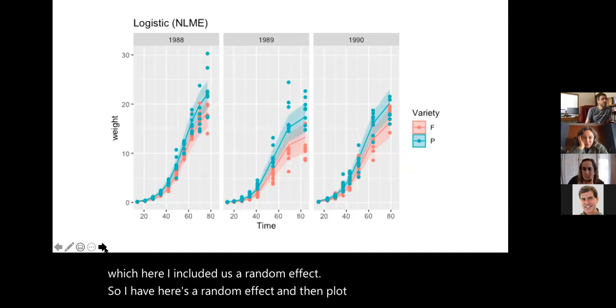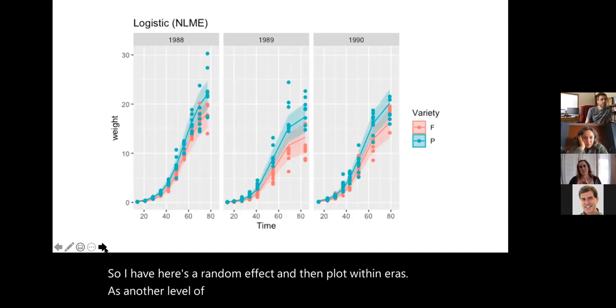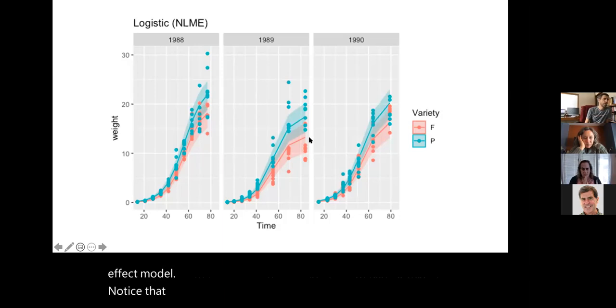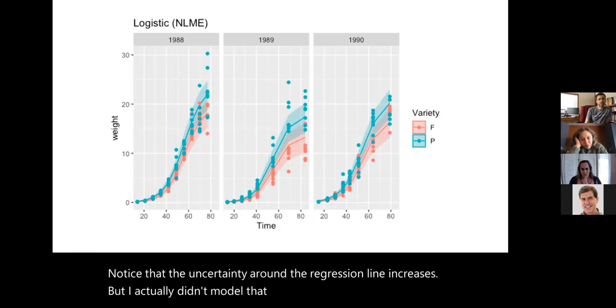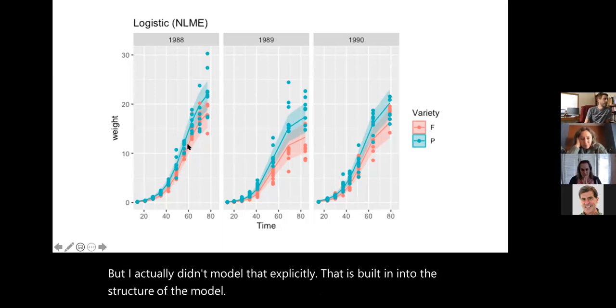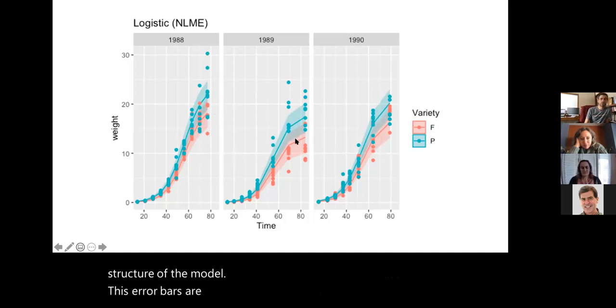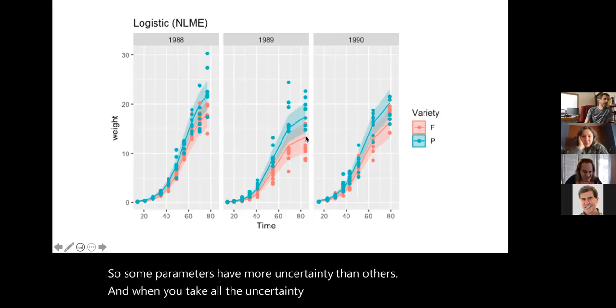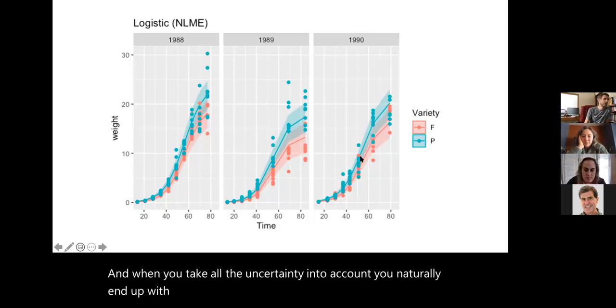So this is a fit from the logistic model. It's a nonlinear mixed effects model. Notice that the uncertainty around the regression line increases, but I actually didn't model that explicitly. That is built into the structure of the model. These error bars are produced from simulation from the fitted model. So some parameters have more uncertainty than others. And when you take all the uncertainty into account, you naturally end up with these error bars or error bands.